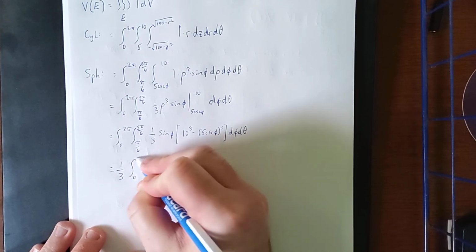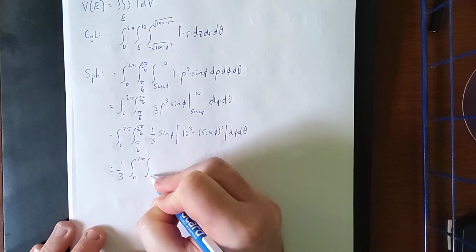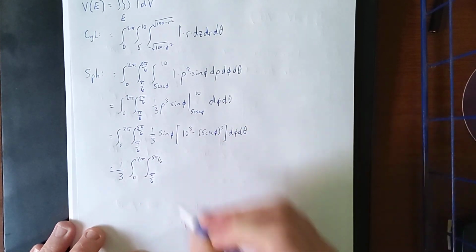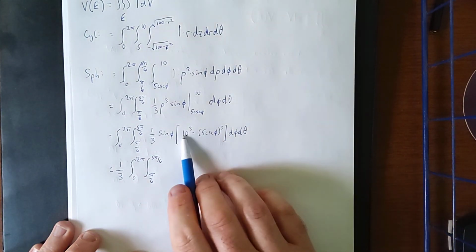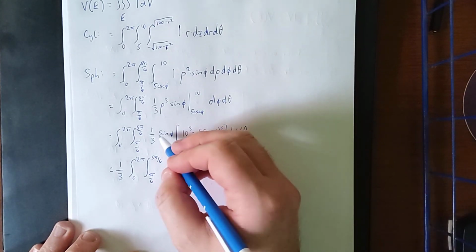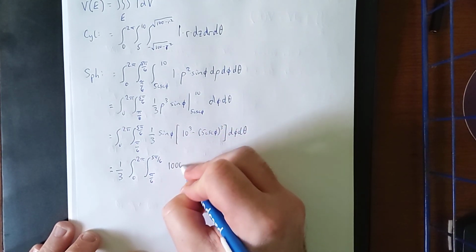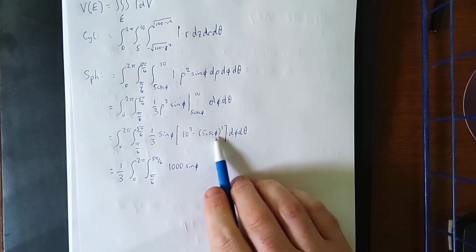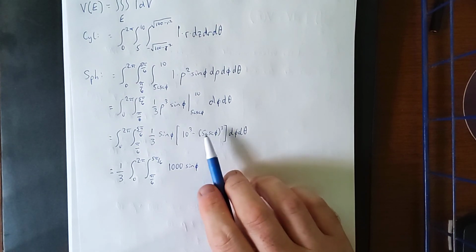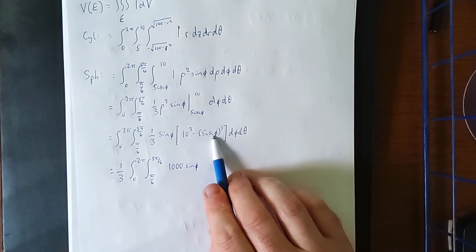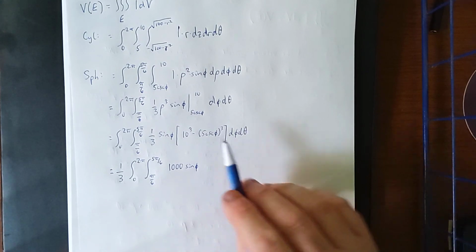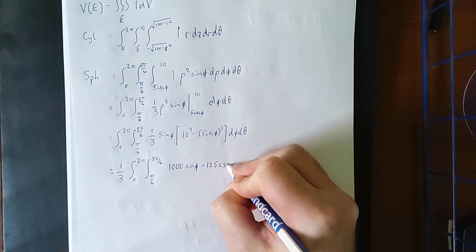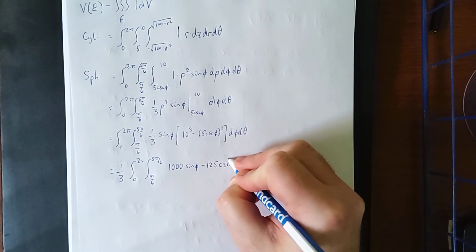So 1/3 times the integral from 0 to 2 pi, and from pi over 6 to 5 pi over 6. When we cube the 10, we're going to get 1,000. Distribute the sine of phi to it. That'll be 1,000 sine of phi. When we cube the 5 cosecant of phi, we're going to get 125 cosecant cubed, and the sine of phi is going to cancel out one of those cosecants. So this will be minus 125 cosecant of phi squared.